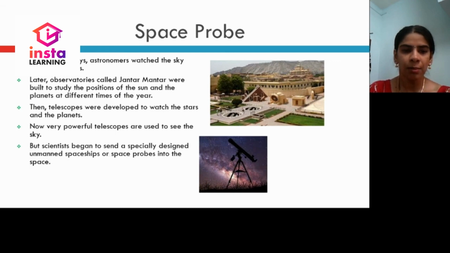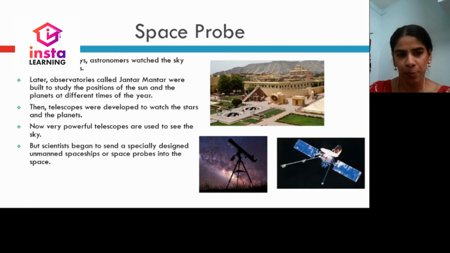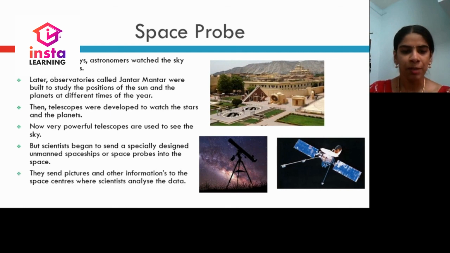But scientists began to send specially designed unmanned spaceships or space probes into space. They send pictures and other information to the space centers where scientists analyze the data.